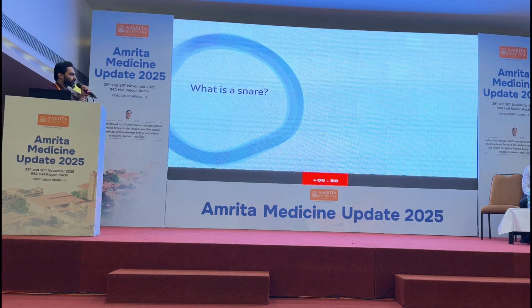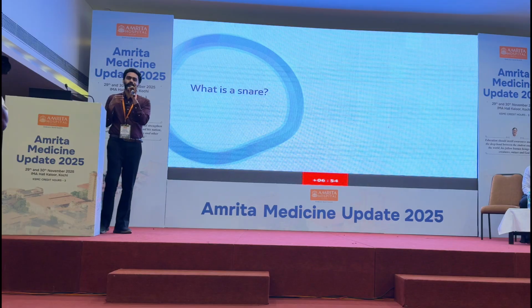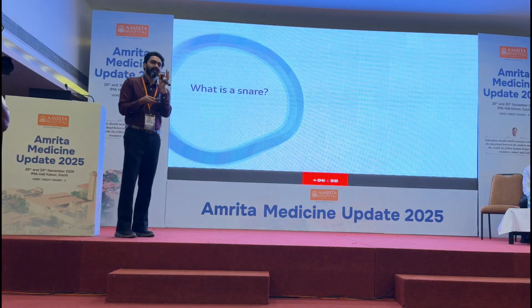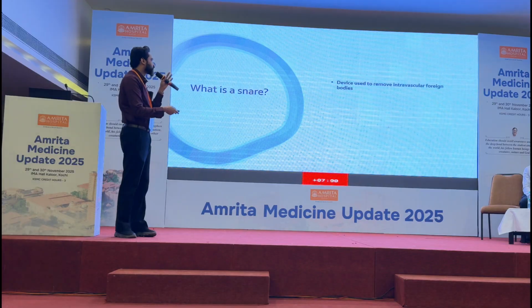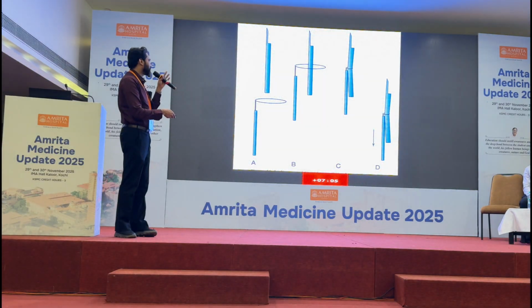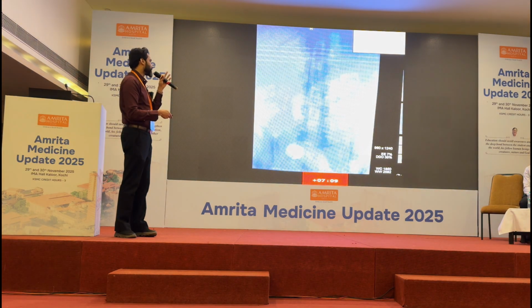And we also have something called a snare. Now, we do lots of intravascular intervention, so it is possible that when we intervene, these catheters might break in the vessel. So now what to do if such a thing happens? For that, we have something called a snare. It is a device which is used to retrieve foreign bodies from the intravascular component.